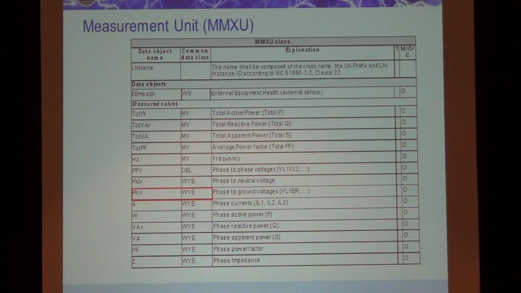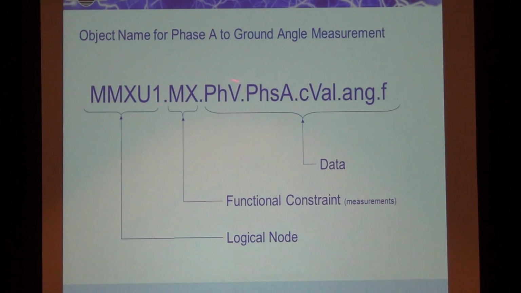So if we look at the measurement unit, here we have the measurement unit block, which again has external equipment health, if in fact it's a proxy for instance, where you're getting measurements from an RTU or some other device that you're communicating with. We're going to look at the phase to ground voltage, which is connected via Y. And here it's a little bit more complex because we're dealing with a complex measured value, but we have the measurement unit, the MX for measurement functional constraint, phase to ground voltage, phase A, current value, angle, floating point. So that's the phase A to ground angle measurement. That's the angle for the phase A voltage.